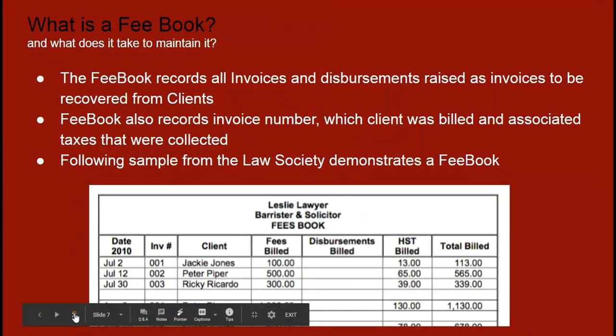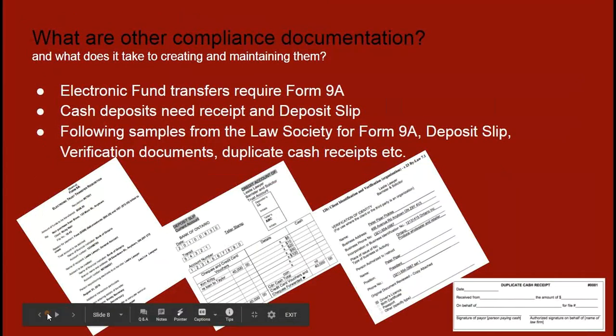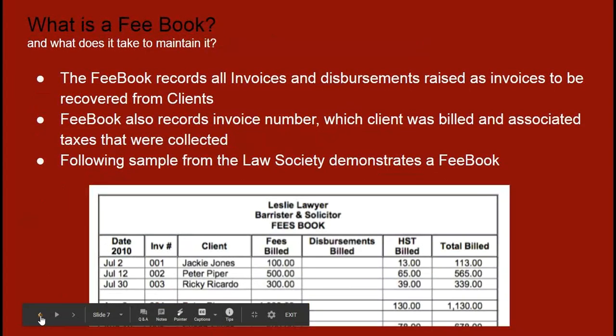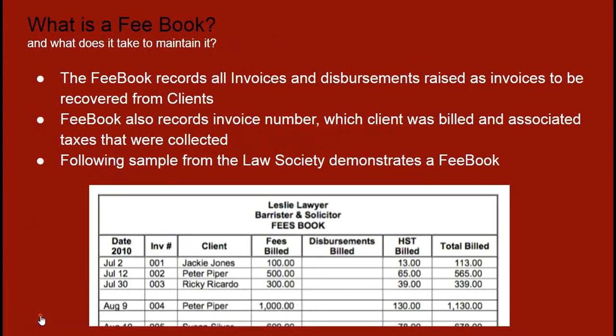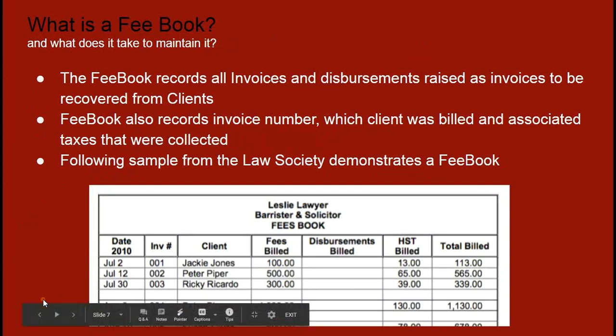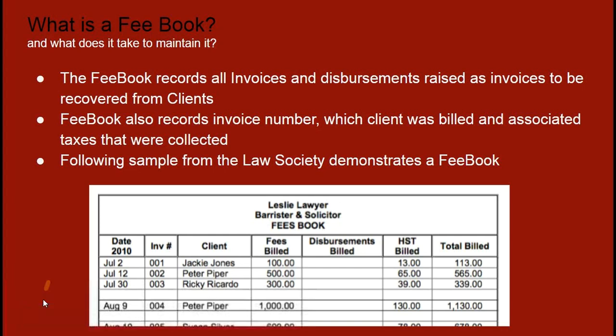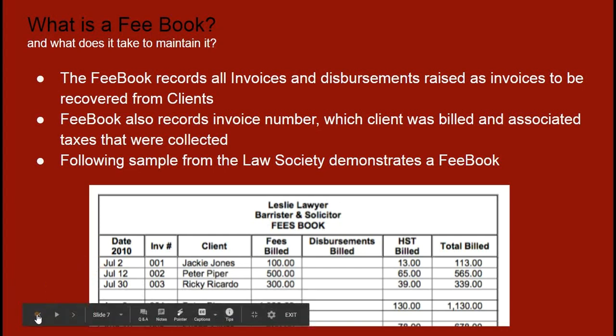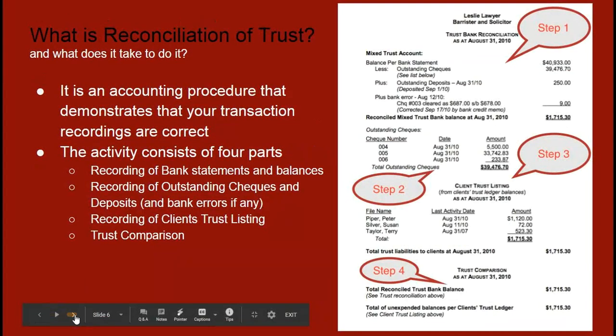All right, so now we have 9 documents. Maybe this is the 10th. I lose track, but yeah, we've got 2 ledgers, 4 journals, that's 6. Potentially 2 reconciliation documents, if you want to do trust and ledger, then that's 8. Then there's, of course, the fee book, which is now 9.